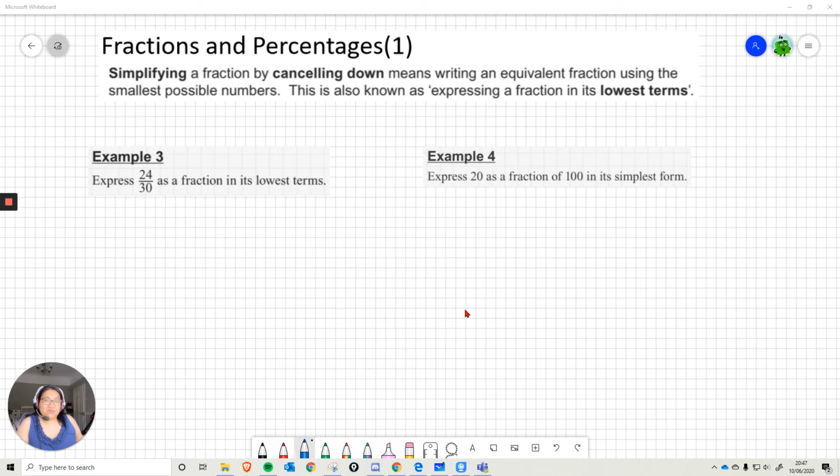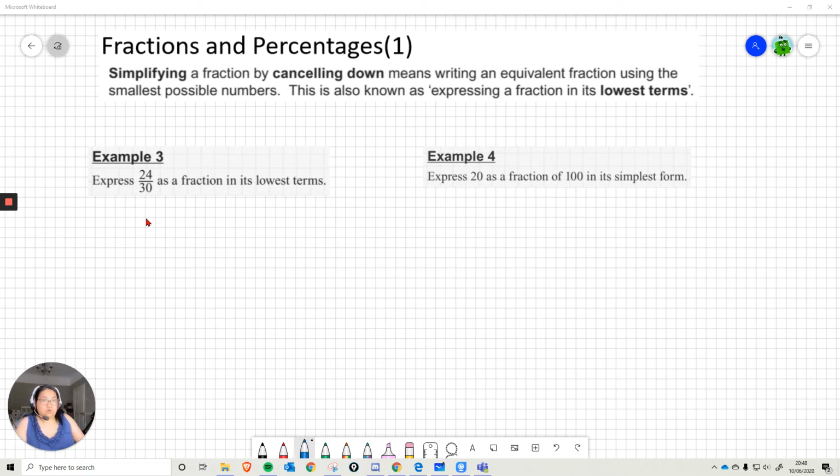Hi, this is a video to help support you with cancelling and simplifying fractions, and we're going to look at how to cancel a fraction down to its lowest terms and to also write it as a fraction in its simplest form afterwards. So here we're going to look at the fraction 24 over 30.